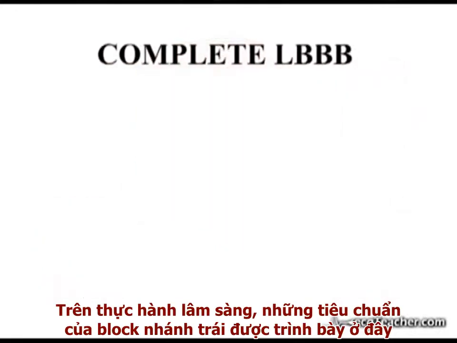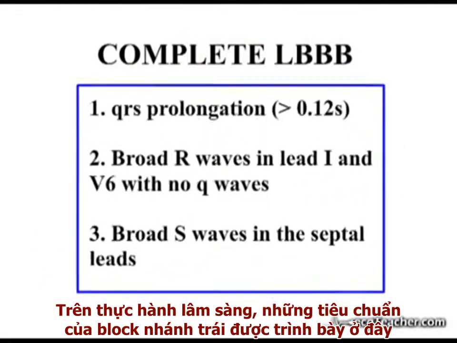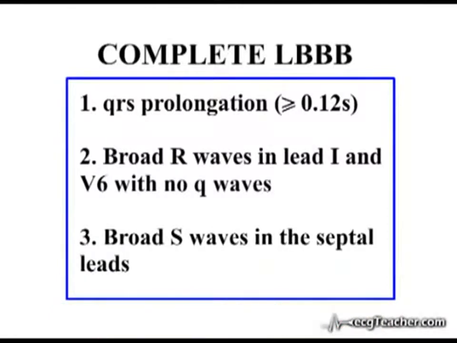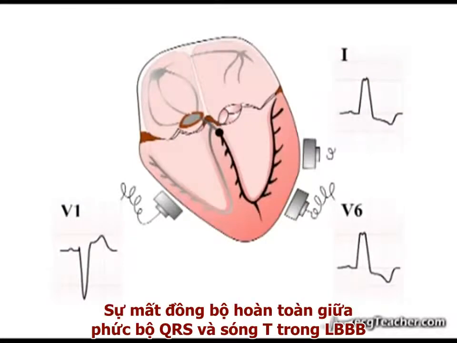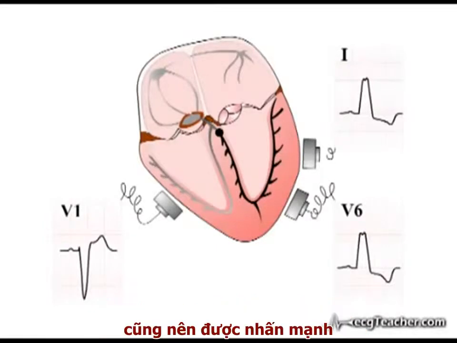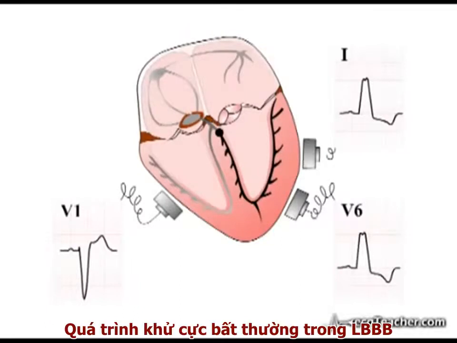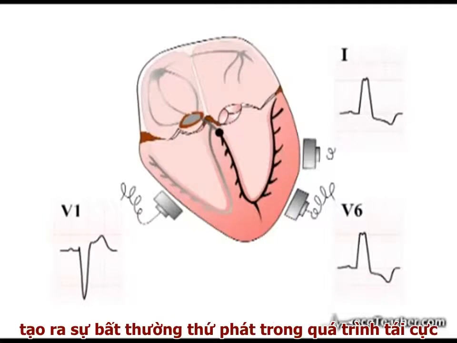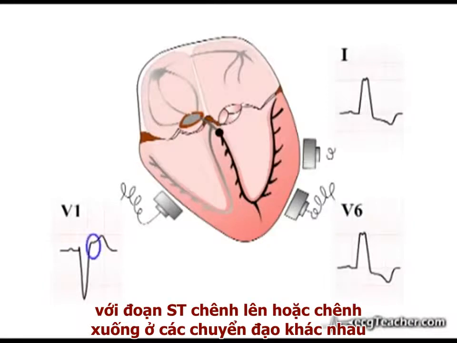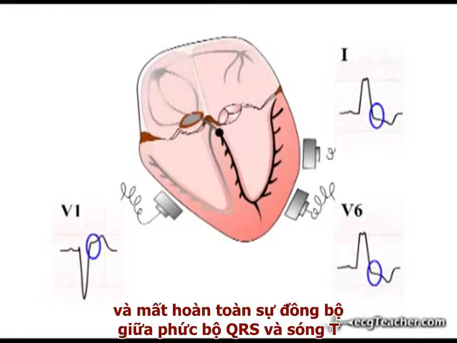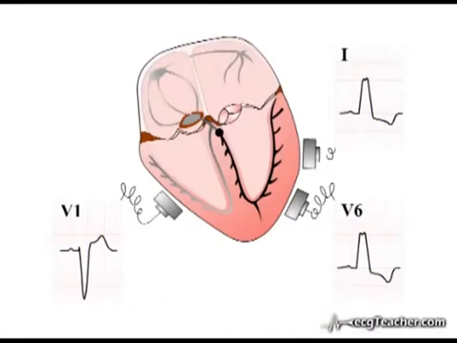In practice, the main criteria for diagnosing complete left bundle branch block are as follows. The complete lack of concordance between QRS complexes and T waves in left bundle branch block should also be emphasized. In left bundle branch block, this is expected. The grossly abnormal pattern of depolarization produces secondary abnormalities of repolarization with ST elevation or depression in various leads and complete loss of concordance between QRS complexes and T waves across all leads.